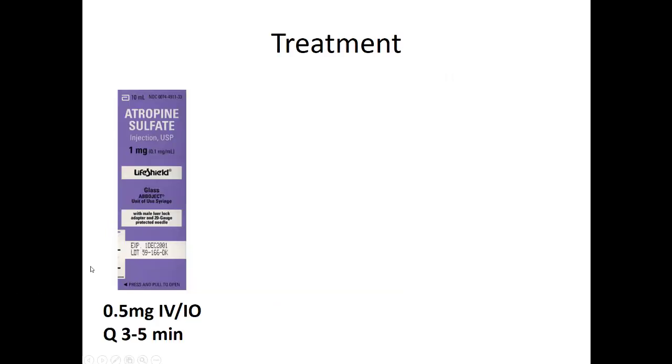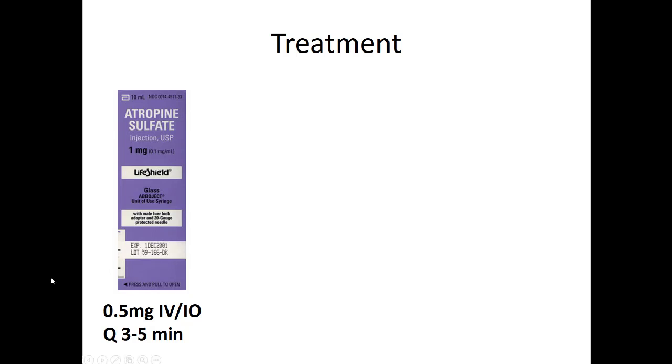So when we're thinking about how we're going to treat bradycardias, the first thing you want to think about and consider would be atropine. So in our guidelines, we have that you can give 0.5 milligrams by IV or IO every 3 to 5 minutes. Now, there are certain times atropine is really not going to help. You have to have an intact electrical conduction system for this to actually work.